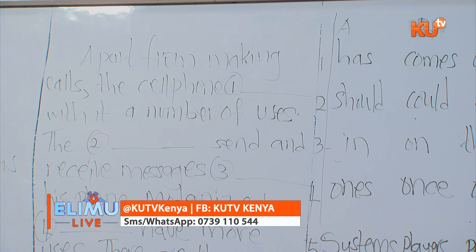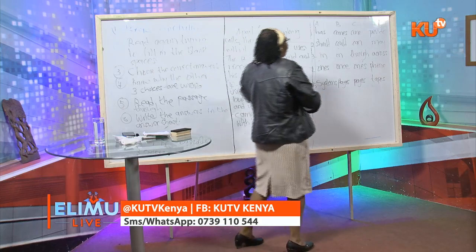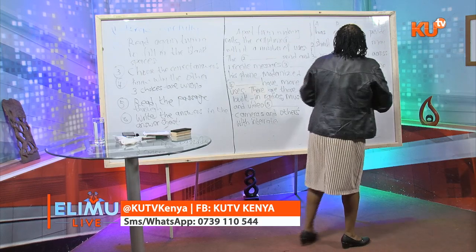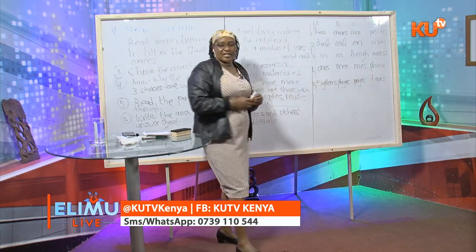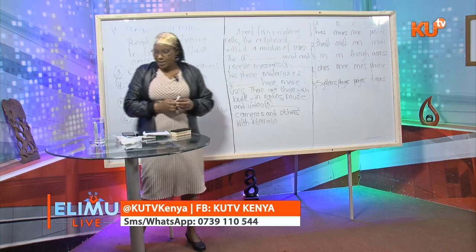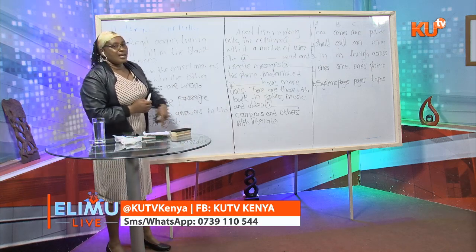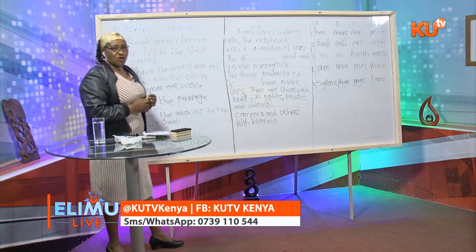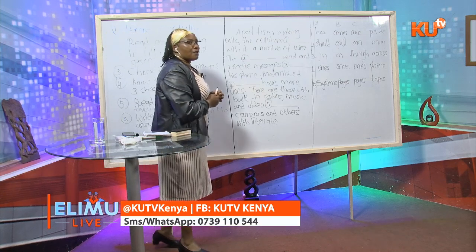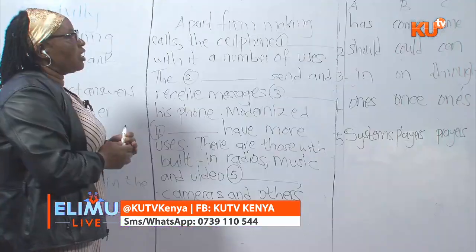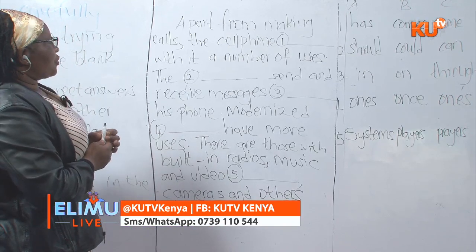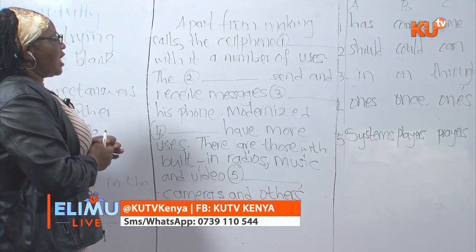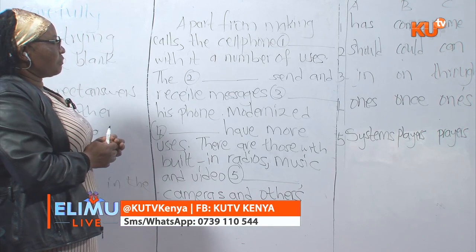So I read through, apart from making calls, the cell phone dash with it a number of uses. So you're supposed to select from any of these. And before you do that, after reading through, we have already known that the passage is set on the topic technology. It is about the cell phone, or what we simply call the mobile phone. So, having known that, now we start answering our questions.